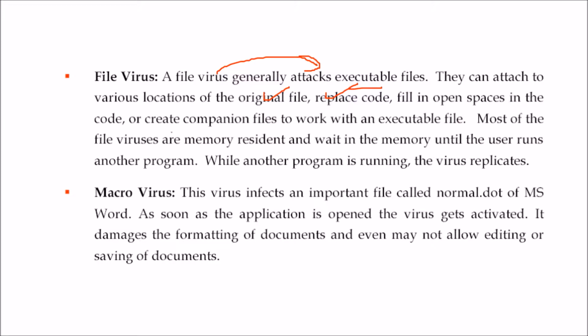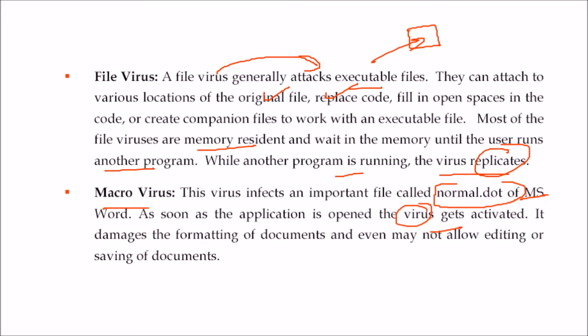Most of the file viruses are memory resident. That means they will just stay there, and once the user runs another program, it will again affect. Whenever the program is running, it is going to reproduce or replicate itself. Then we have the macrovirus. What is this macrovirus? It is going to affect, say, MS Word, say Normal. As soon as you open this application, this virus gets activated.